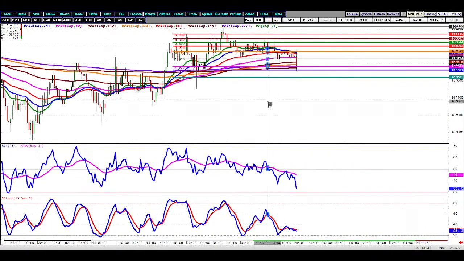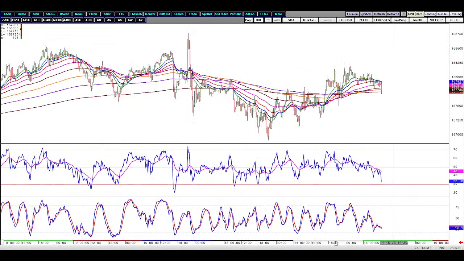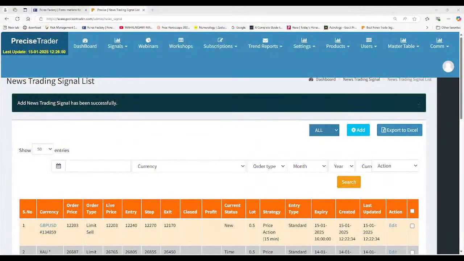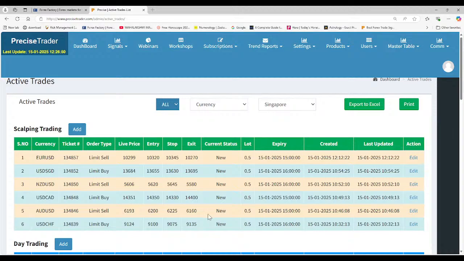Then finally we look at the price action of 15 minute, and this is clearly struggling up, which might eventually lead to a fall. Okay, so that is another clue we are getting from here. Okay, so let's see what the signal calls we have given.